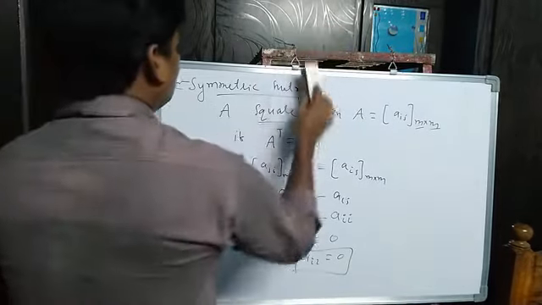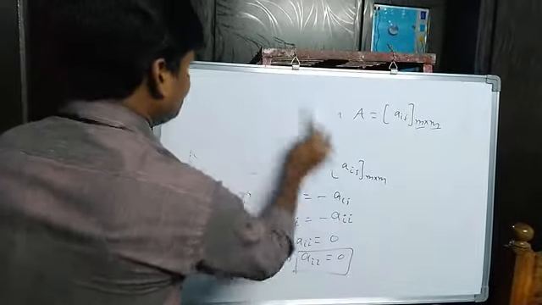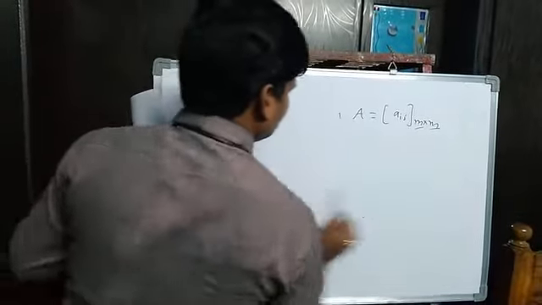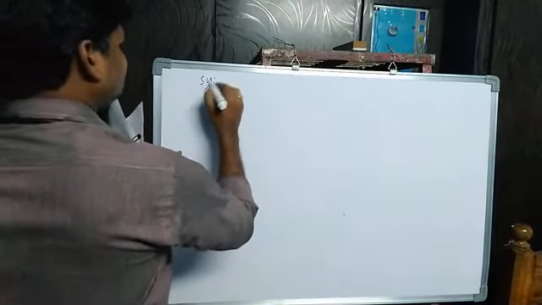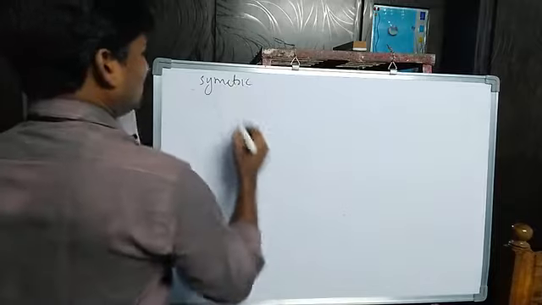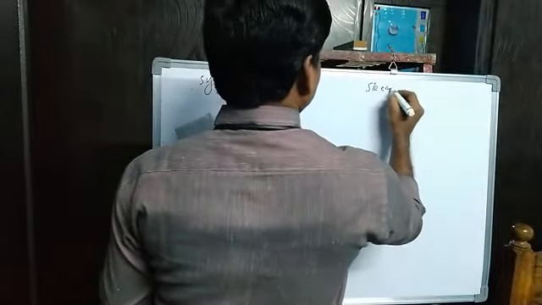Now I am going to give examples of symmetric and skew symmetric matrices. See, what is a symmetric matrix? What is skew symmetric?